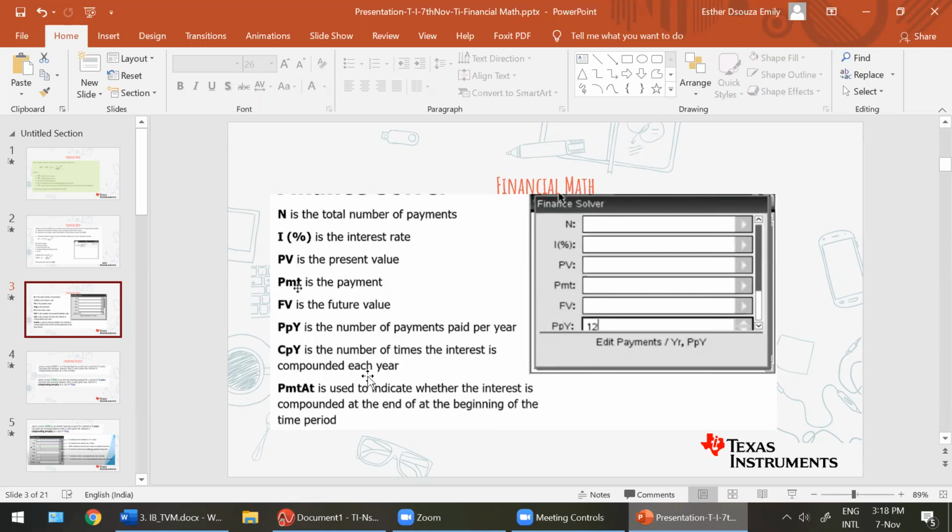Then CPY is the number of times the interest is compounded per year. As I told you, mostly these are the same, but you can also choose to differentiate it, as will be shown shortly. And PMT is used to indicate whether the interest is compounded at the beginning of the time period or at the end of the time period. Sometimes they say at the beginning of the next year or at the end of the next year, right?